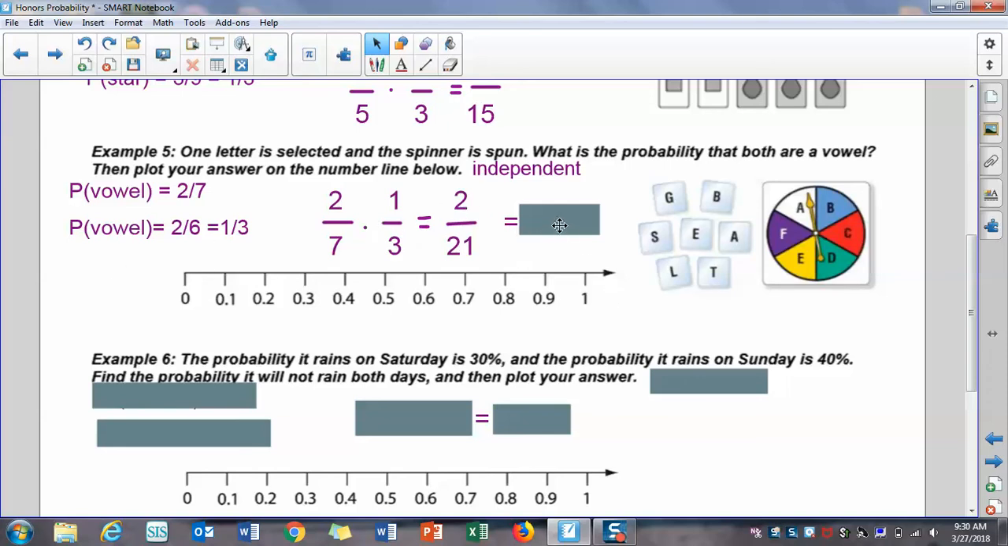So what we're going to do is change this to a decimal, so I can do 2 divided by 21 and get an answer of 0.095. Now, if we were to round that, that's going to be really close to 0.1. So not exactly 0.1, but definitely close to it, because that 5 would change the 9 to 1 in the tenths place.